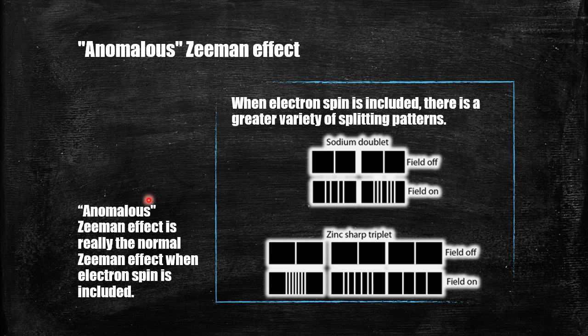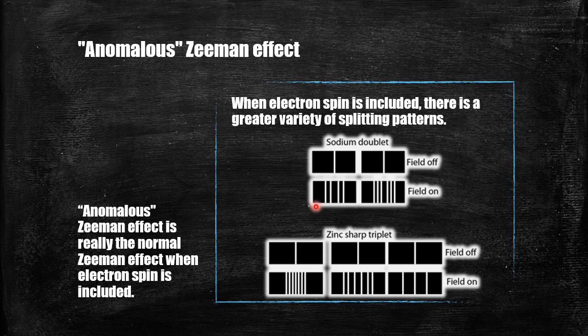Anomalous Zeeman effect. The anomalous Zeeman effect is really the normal Zeeman effect when the electron spin is included. We saw in the derivation part that finally we add the vector quantities like capital L vector plus S vector. The S vector is responsible for the spin quantum number. When electron spin is included, there is the greatest variety of splitting patterns.